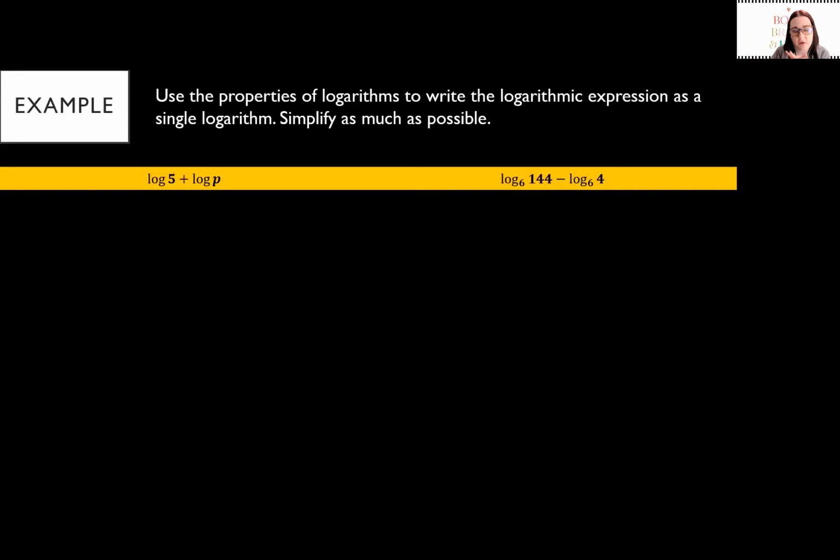So there's lots of directions you might see: condense the logarithm, rewrite the logarithm. Here it says use the properties of logarithms to write the logarithmic expression as a single logarithm. So you want to look for those things where they're asking you to do a single logarithm, because that tells you that you're going through this process. And then you simplify as much as possible. Like if there's numbers you can divide, you divide those out, that sort of thing. So I've got two examples here.